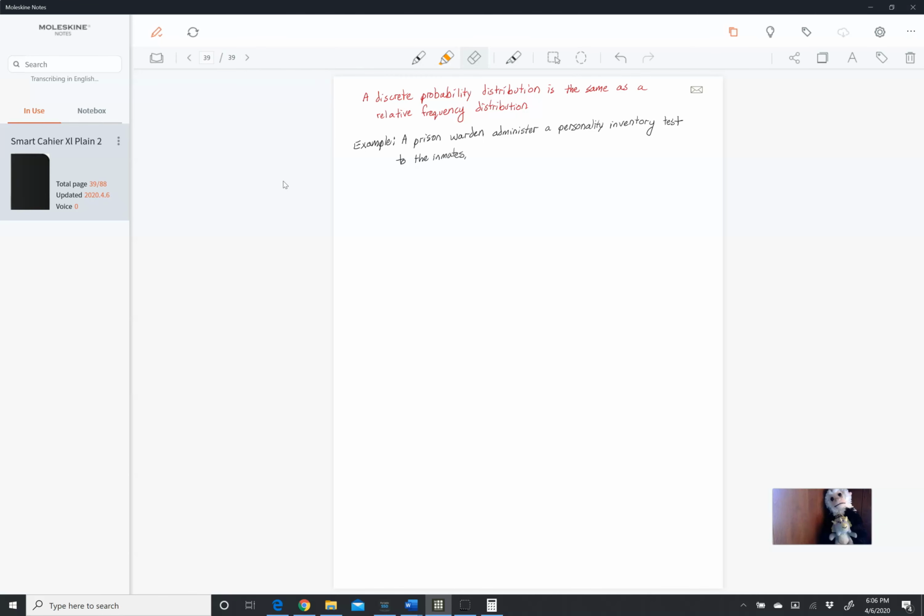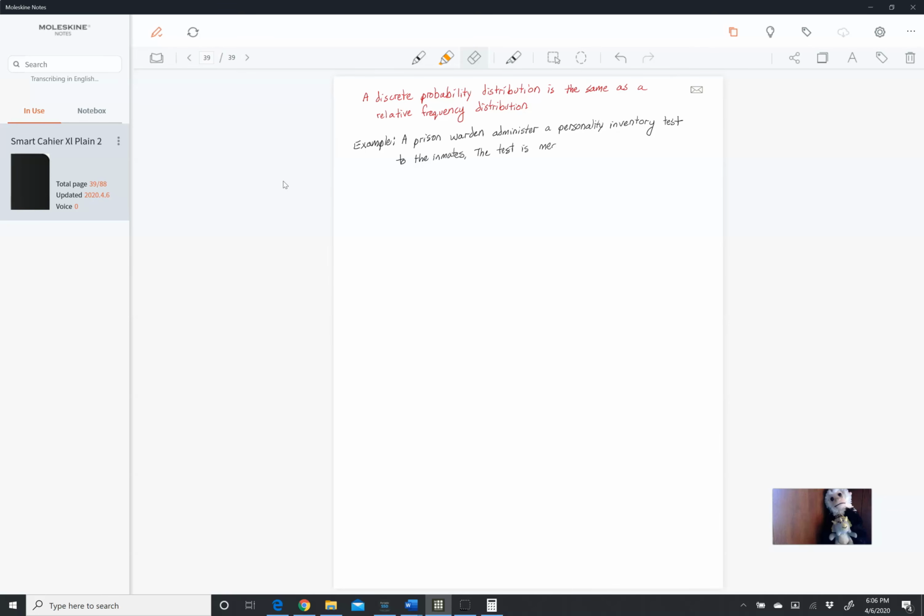And the personality test is there to determine whether that particular inmate is passive or aggressive, which could be important in terms of what area of the prison you're going to put this inmate in, or even if they belong in a different type of prison. Okay, so the test is measured on a scale of 1 to 5.